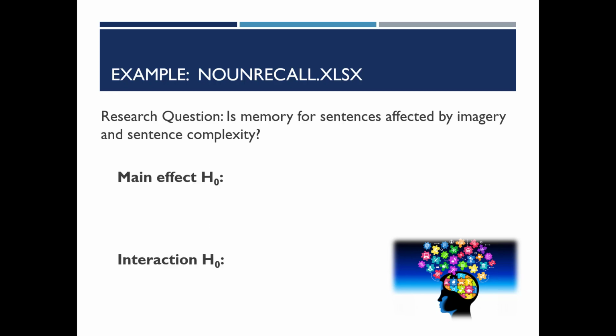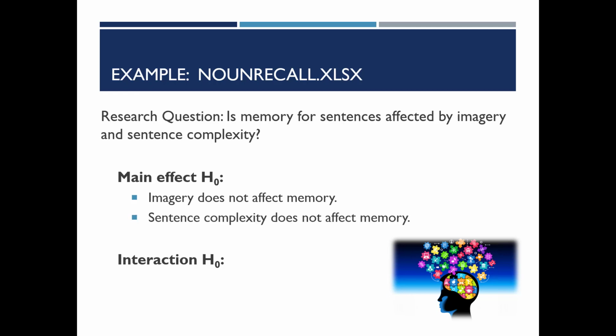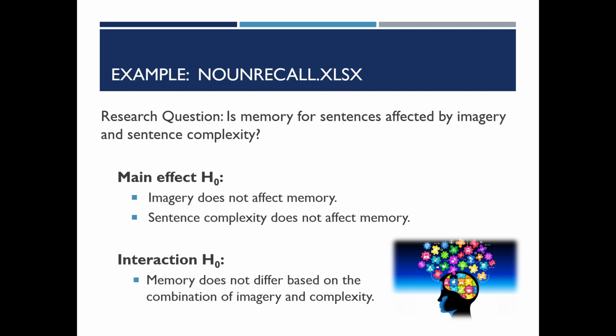So what are the null hypotheses for the main effects? You might have said something like there is no effect. So imagery does not affect memory, and neither does sentence complexity. How about the null hypothesis for the interaction? So you might have started with there's no effect, and that makes a lot of sense. One way to say it would be that memory does not differ based on the combination of imagery and complexity. And then, of course, the alternate hypothesis for all of these would be the opposite, that there is some sort of a difference caused by the factors being considered.